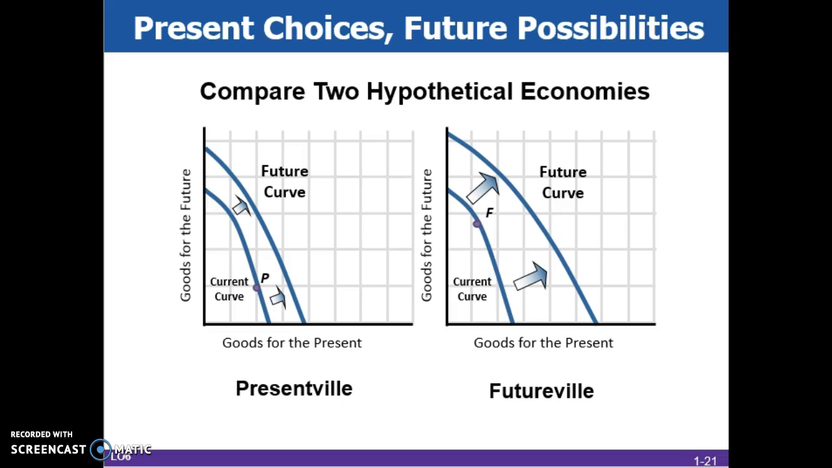Present goods are goods that satisfy needs today and do nothing for us in the future. Most of the goods that we buy are present goods. Examples can include food or gasoline for your car.